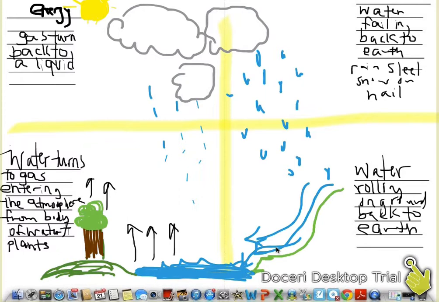It may seep down. So on my picture, not only am I going to have it rolling back to earth, I'm also going to put some water going into the earth. So it's going back to earth. Any questions about what we just drew? No?